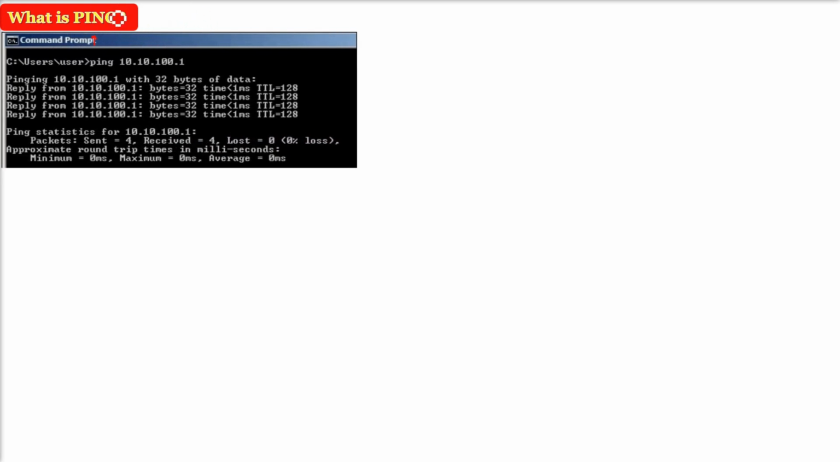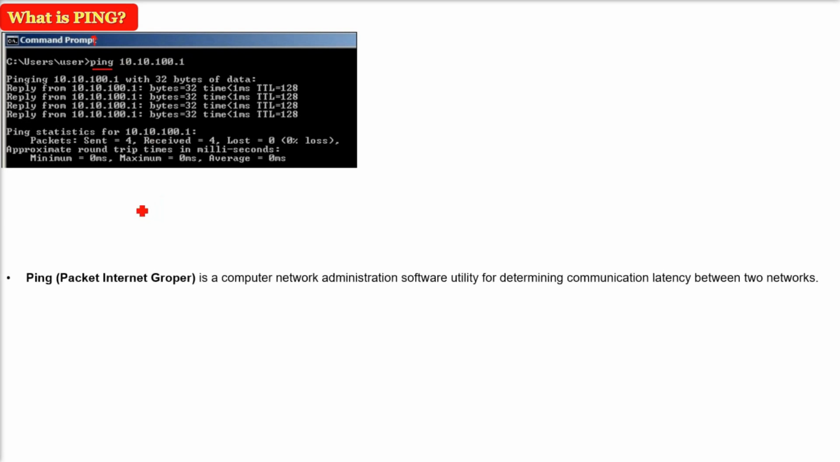So this ping is all related to networking. If you are from computer science or networking, this ping is the most used command of all. Let us understand the full form. P is for packet, I-N for internet, and G for Groper.